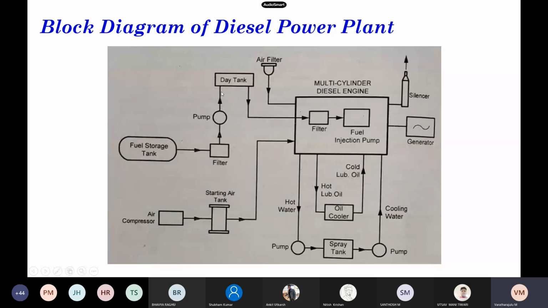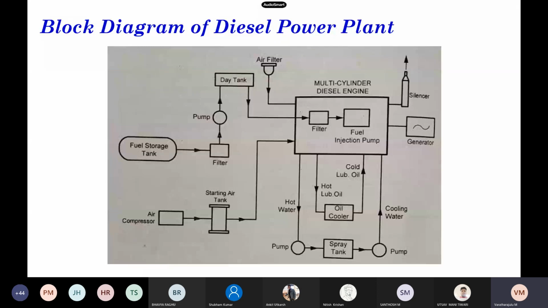And we have the air intake system. Here we have the air filter, which is used to remove the dust from the incoming atmospheric air. The air filter may be of a dry type, which is made up of felt, wool, or cloth. In oil bath type filters, the air is swept over a bath of oil, so that the dust particles get collected.